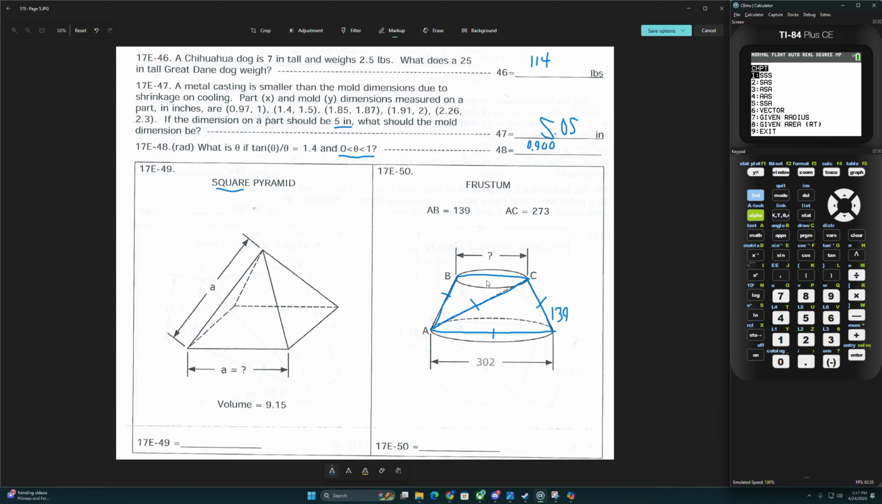I think about it. Hmm. Now what am I going to do after? I'm just going to plug it into the triangle program and see what I could work with. All right, so I'm just going to go from left to right. 139, sure. 273. And then 302.